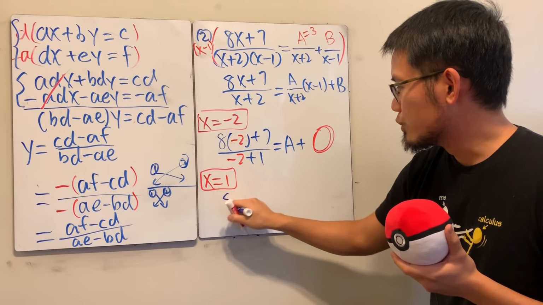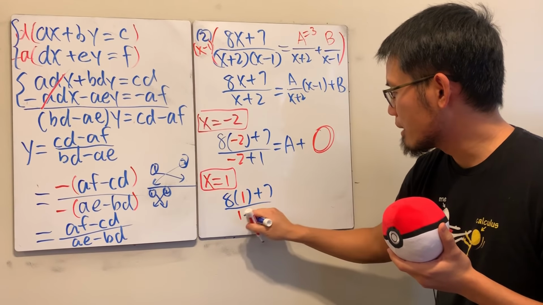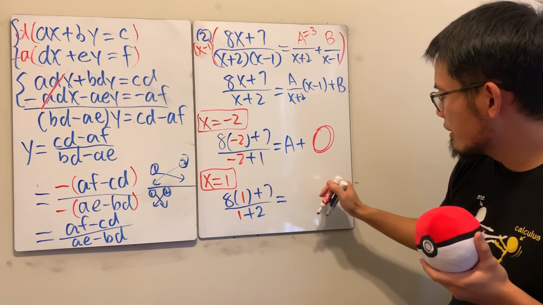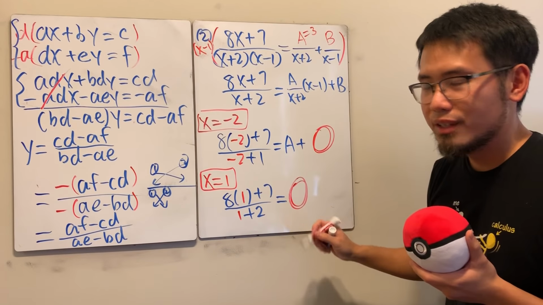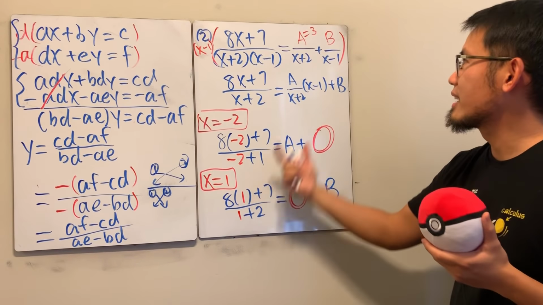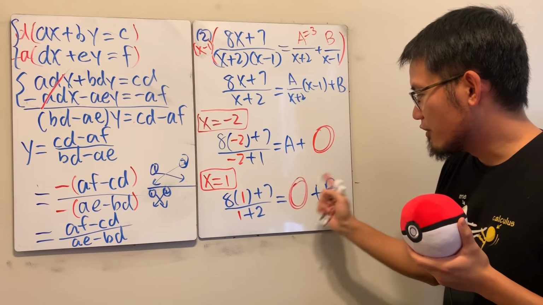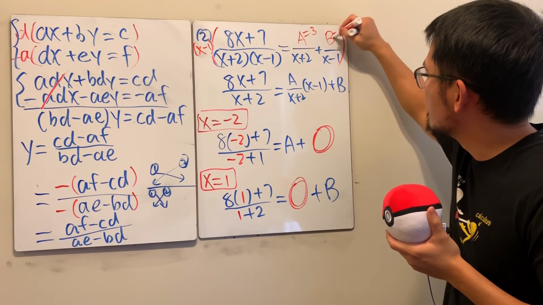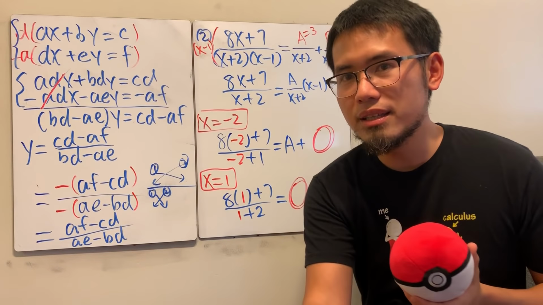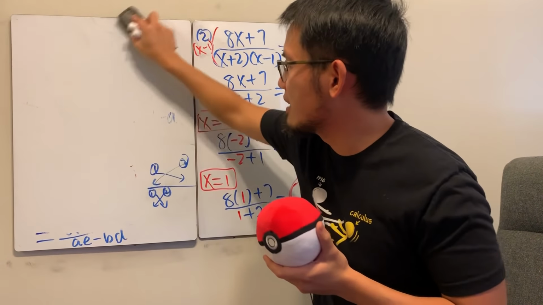You see, we will just get 8 times 1 plus 7 over 1 plus 2. That's equal to, put this right there, that will make this right here a 0. And then we'll just get b on the right hand side. And that's exactly what you can do. And let's just finish this. This is 15 divided by 3, which is 5. Alright? And again, for all this, if you practice this few times, you can do all this in your head.